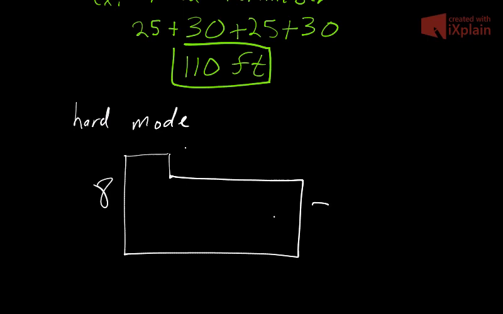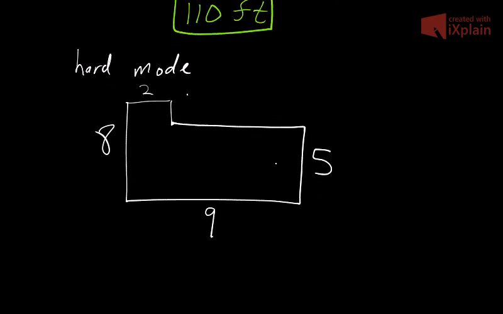That's going to be 8. That's going to be 5. This is going to be 2. And this is going to be 9. So looking at this, it's kind of a weird shape. So if I want to find the area and perimeter, I'm going to put that here. Find area and perimeter. I don't really know where to start right away, because this isn't just a rectangle.